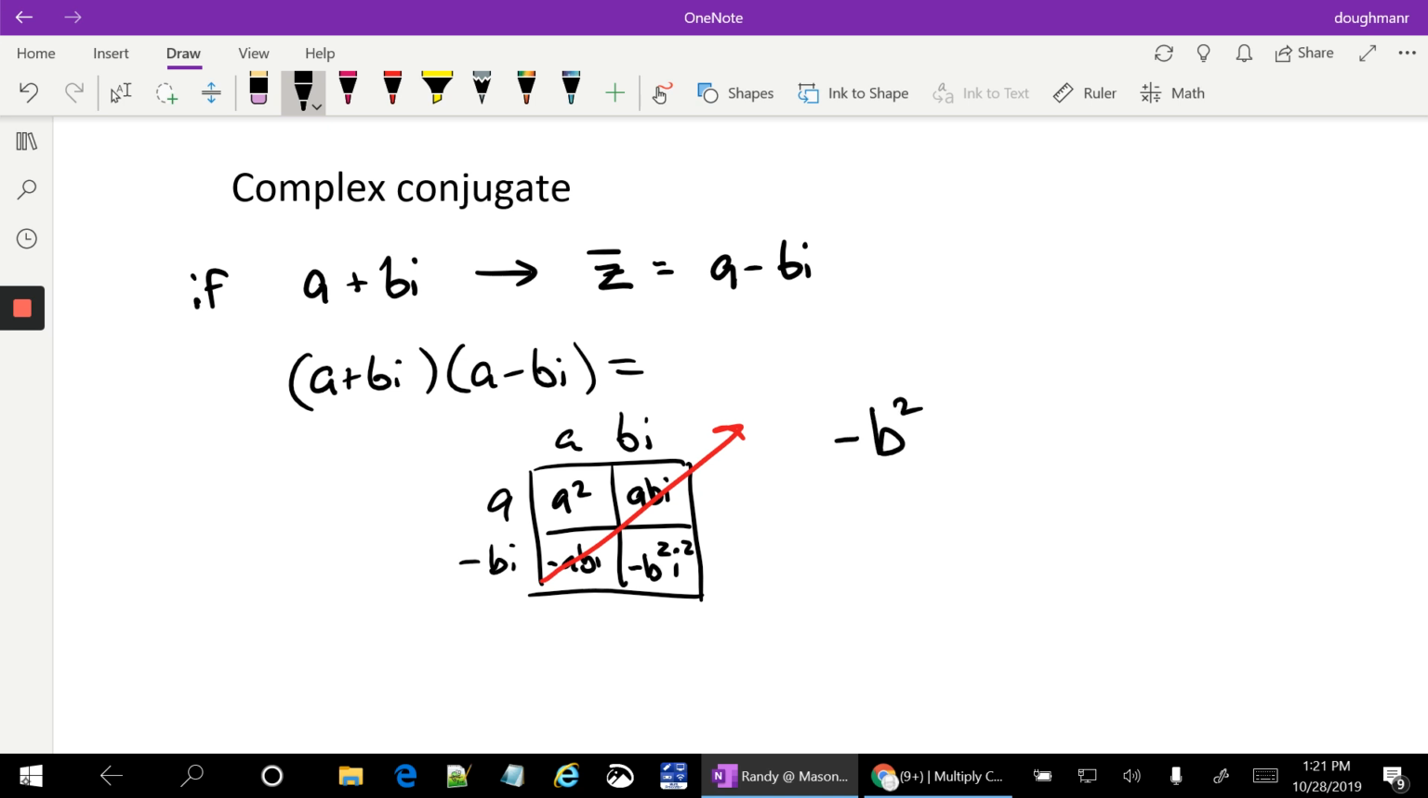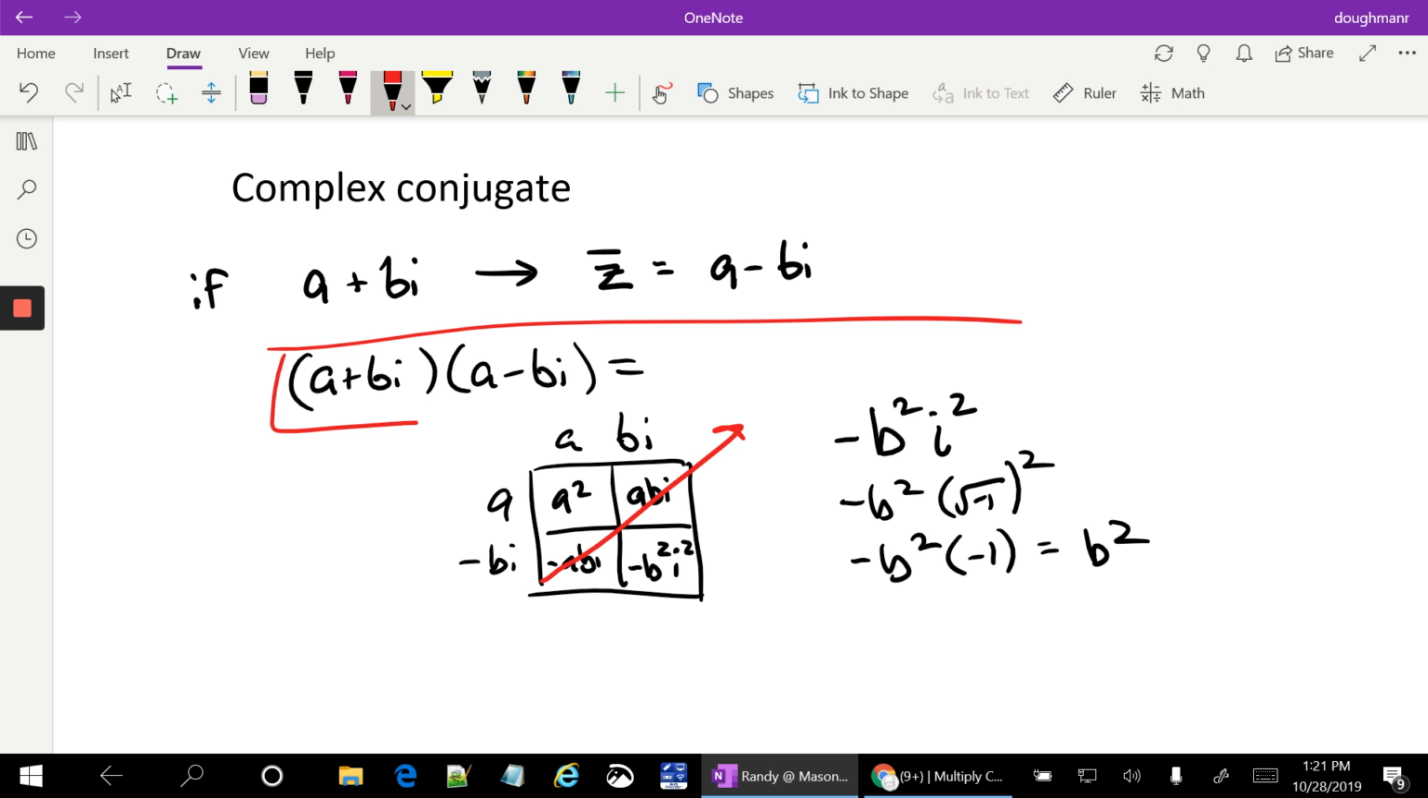Now let's look at that. The opposite of b squared i squared is the opposite of b squared times the square root of negative 1 squared, which is really the opposite of b squared times a negative 1. Those two negatives cancel out, and we're simply left with b squared. So back up to that original problem, what is a number times its complex conjugate? It's simply a squared plus b squared with no imaginary part. This is a real number.